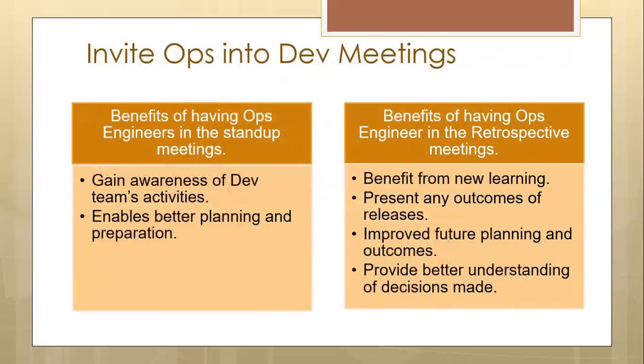Now, another meeting where we can include our operation teams is the retrospective meetings, where everybody talks about what went well and what can be improved on the activities that were performed, for example, in a sprint or a period of time. This will give the operation teams the benefit of new learning on how development works, and the operation teams can present the outcomes of the releases, what went well, what were some of the challenges they were facing. They can improve future planning and outcomes, and they can provide better understanding of the decisions they've made.